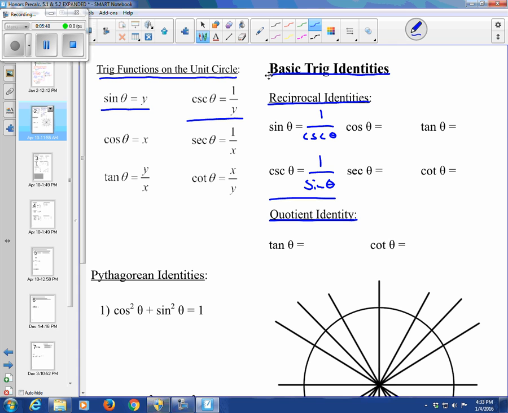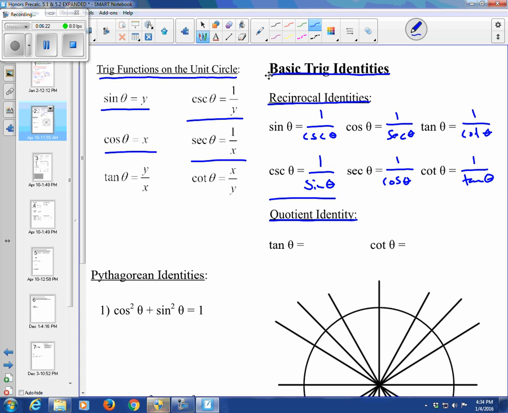Similarly, right here we can see that secant on the unit circle for an angle theta is 1 over x. We know that cosine is x, so we'd be able to define secant as 1 over cosine of theta. And right here, if we were to solve for cosine, we would get cosine as 1 over secant. Really what we're seeing here is that we can define trig functions as 1 over their reciprocal, and we can extend this to tan and cotan. Tan is going to be 1 over cotan of theta, and right here, cotan is 1 over tan of theta.